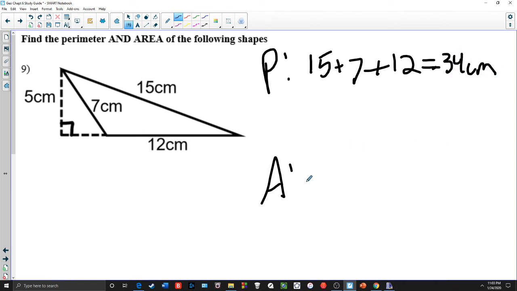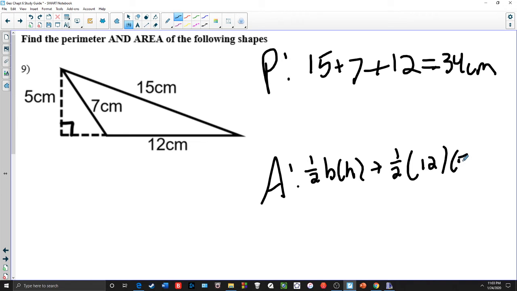For area, a triangle is 1/2 base times height. So it's going to be 1/2. My base number here ends up being 12, and my height number ends up being 5. How do I know that? Well, because of this right angle. This right angle touches 5, and it touches this bottom part here, which represents 12. So it'd be 5 times 12 as my base and my height.